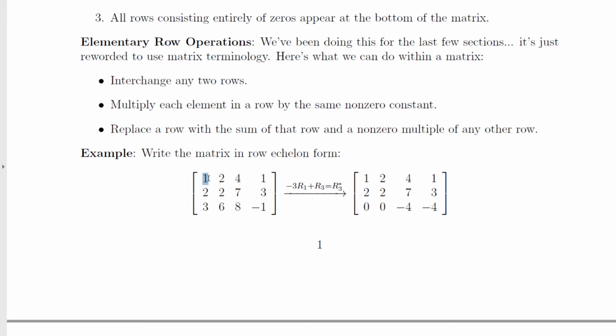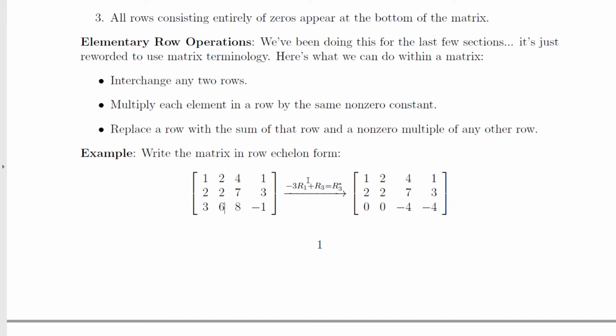I'm looking at the first element here, okay, the 1. Now row 3 has a 3, so if I want to get rid of this element here in this row, I need to multiply this first row by a negative 3, and then I can add it to row 3. And that's exactly what I tell you here. I'm taking negative 3 times row 1, and I'm adding it to row 3.